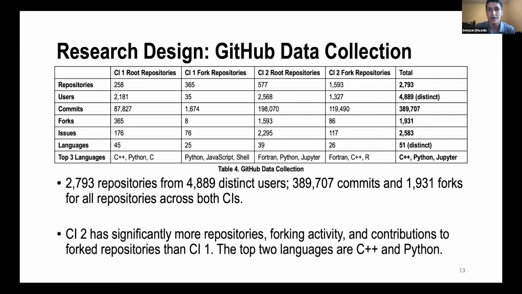Across the 2 CIs at the time of collection, there have been 389,000 commits made to the collected repositories by about 5,000 users. Additionally, there's a notable difference between the 2 CIs, both in the number of repositories that they have generated and the level of activity that we've seen across them, with CI number 2 being much higher in both of these areas. While the 2 CIs differ in their size and activity level, they do share 2 top languages, C++ and Python. The top languages that we identified in our collection subsequently motivate the types of vulnerability assessment tools that we select to scan them.